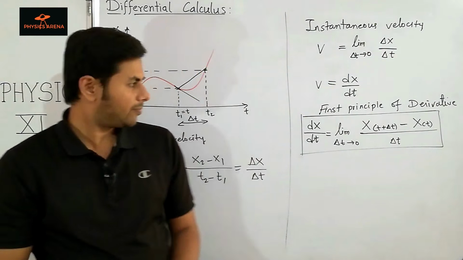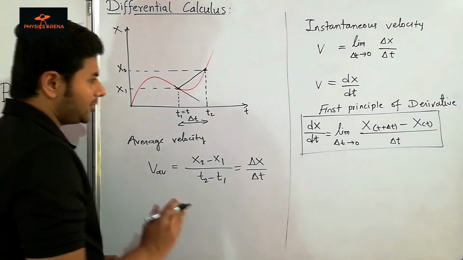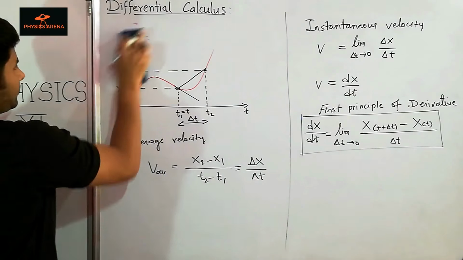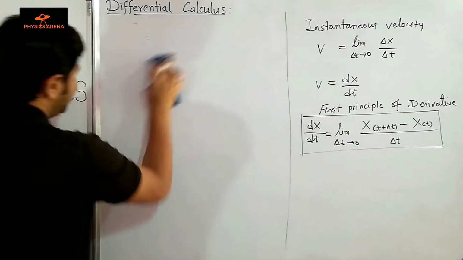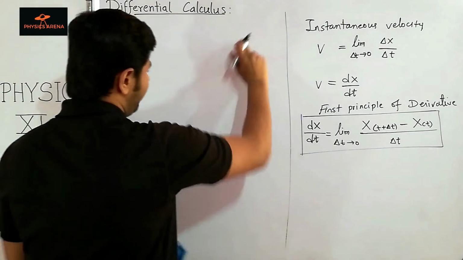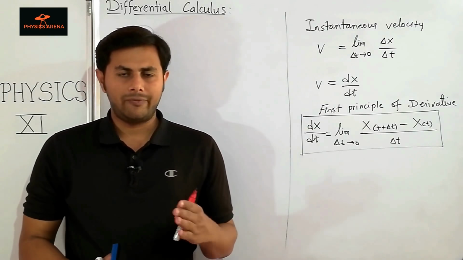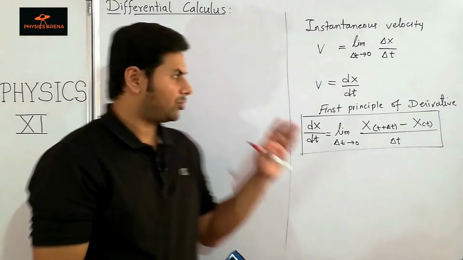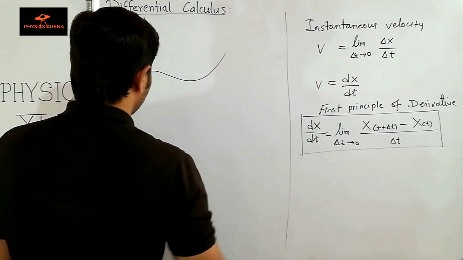Then from this it is clear that in order to find derivative of x with respect to t, there should be some relation between x and t. So x should be a continuous function of t. By continuous, we mean that if we plot a graph between x and t, at each and every point there should be only one value of x, and there should not be any breaks in the graph. So the graph should be continuous within the time interval.